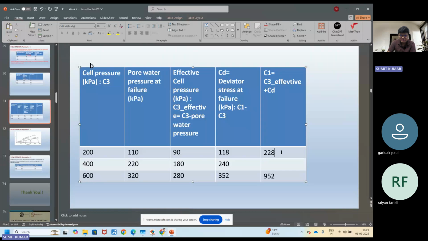Over here, 118 plus 90. Sigma 1 equals sigma 3 effective plus CD. So 118 plus 90 is 208. And this value is going to be 240 plus 180, so 420. And this value is going to be 352 plus 280, so 632.